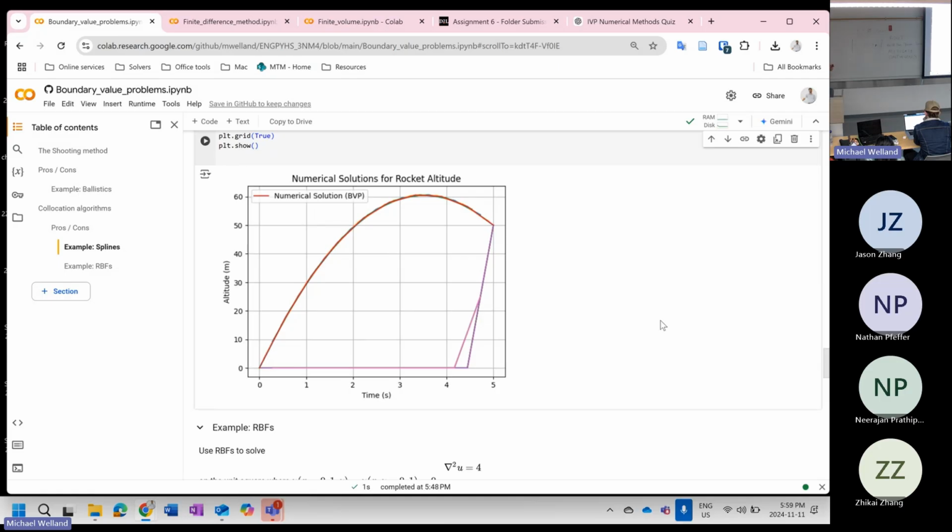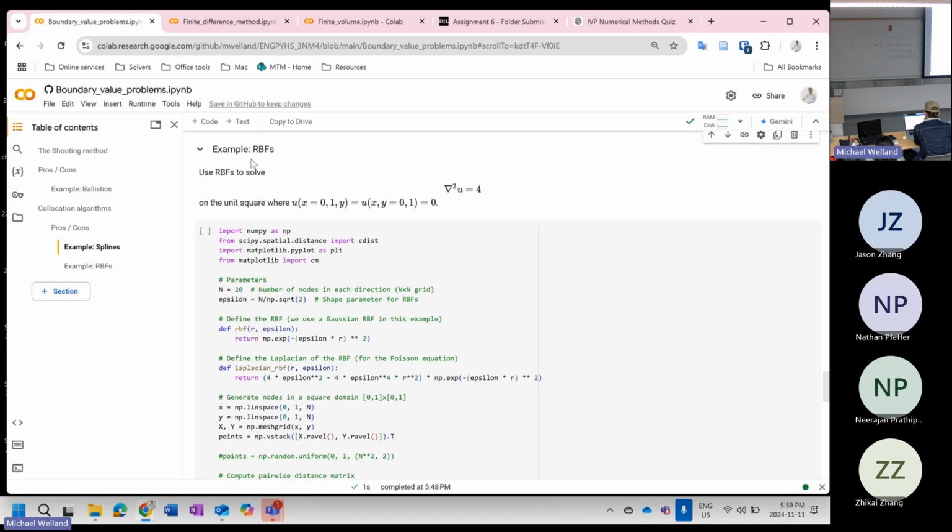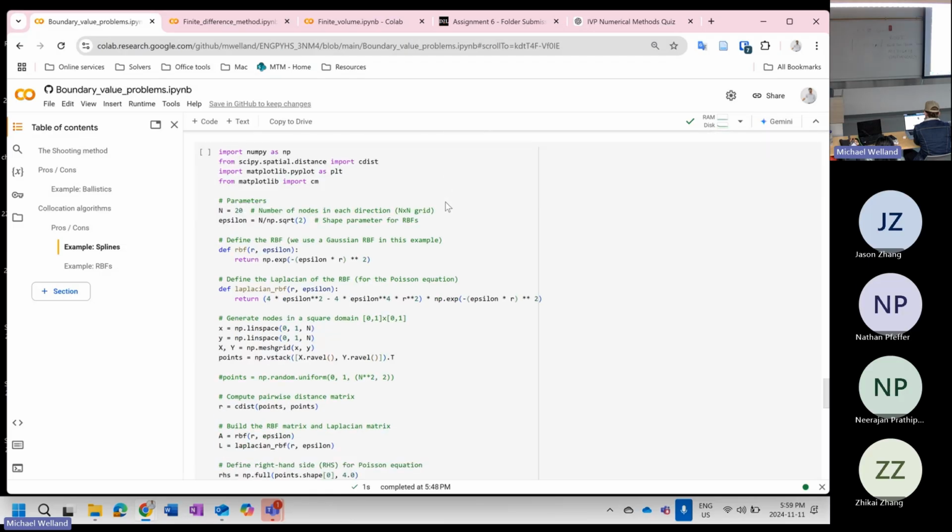For 2D problems, you need something like RBFs. Okay, so this is a big thing for using RBFs, and I think they use RBF networks too, which is somehow related to neural networks. That part's beyond me. Okay, so let's use RBFs to solve this nice equation, this Laplace equation, right, on a unit square with the boundary condition that everywhere is 0 on the edges.